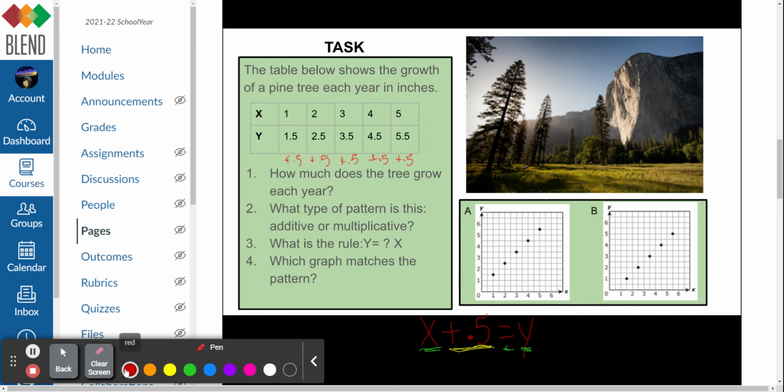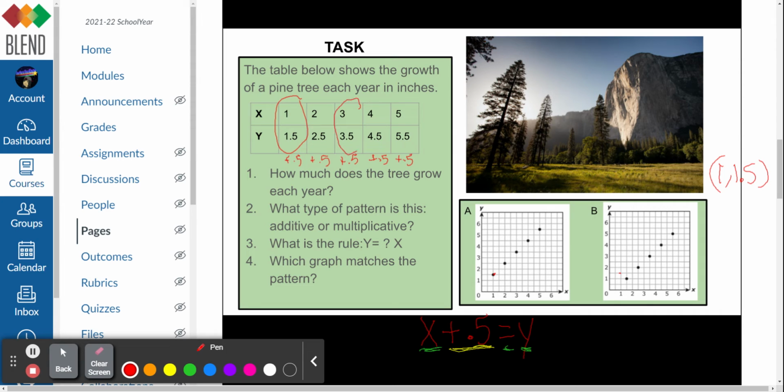So now let's find out which one of these graphs matches our data. So our first point is going to be 1 and 1 and 5 tenths. So we're going to run 1 and we're going to jump 1 and 5 tenths. We do see a point right there. Let's look at this one. We run 1 and we jump 1 and 5 tenths. Our point should be right there. So we can tell already which graph is not accurate. But let's go ahead and check another point.